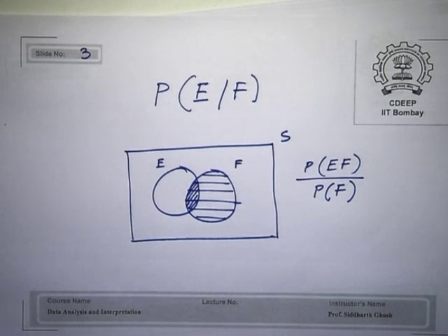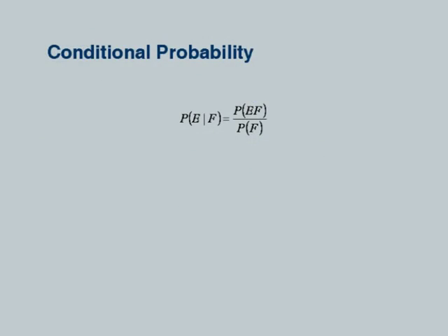And I hope most of you have gone through a similar concept. So, this is how we express the conditional probability. So, to find out the probability of E given F, that means F has occurred, what is the likelihood of E occurring, we need to know these two individual probabilities: the probability of occurrence of E F, the intersection, and of F.